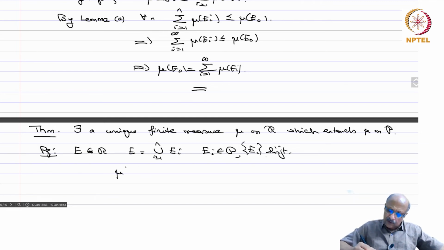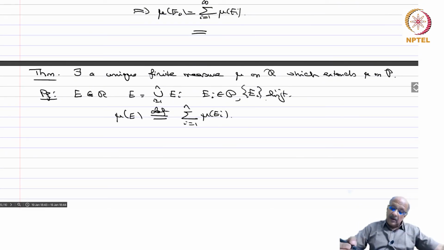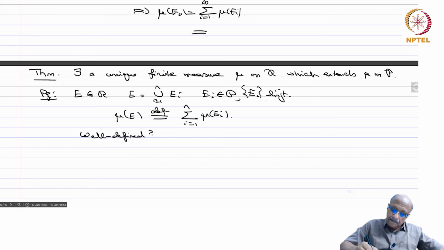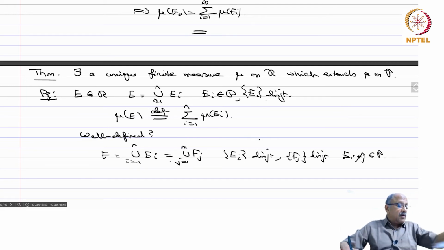So we are more or less forced to define mu of E as the sum i equals 1 to n of mu of Ei. We only have to check that this is well defined, because it may have a different decomposition. So we take E equals the union Ei, i equals 1 to n, equals the union Fj, j equals 1 to m, where the Ei are disjoint, the Fj are disjoint, and the Ei and Fj are all in P. Okay, so this is what we have.